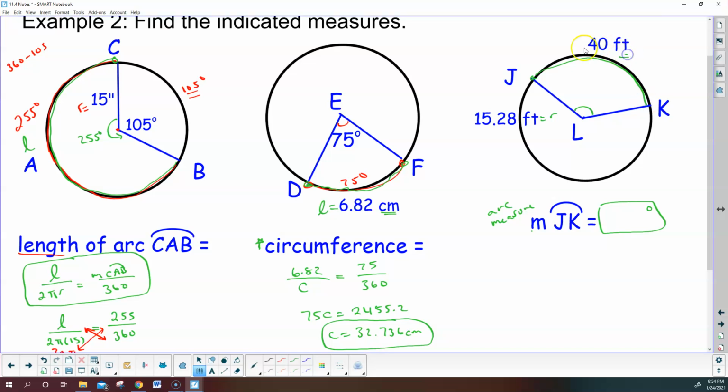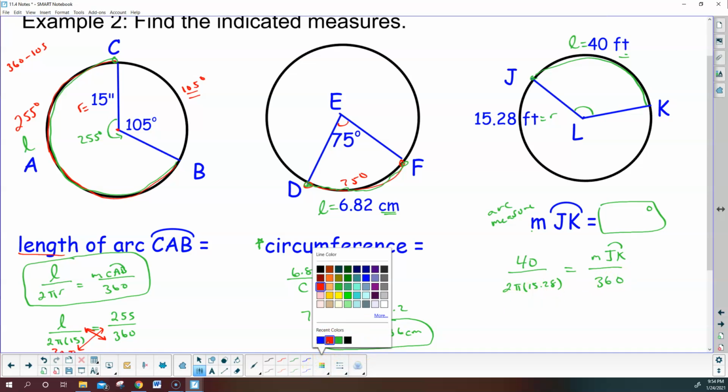And look at J to K. They put a length out here. So that's the arc length. So I'm going to say 40. Now notice that's L. 40 over circumference. Well, I have the radius, so I'm going to do circumference here: 2 times pi times whatever that radius is equals the measure of the angle, and that's what we want to find, JK over 360.